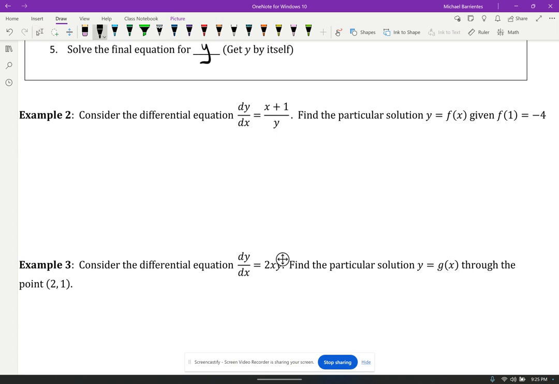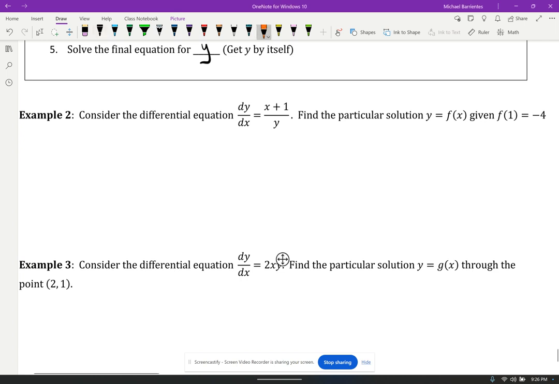So what are we trying to do? We're trying to find an equation, the y equation, that when I take the derivative, it gives me this. Now, if you think about it, this is telling us there's a y equation that when you take the derivative, it equals x plus 1 over the original y equation. So notice that this derivative is in terms of the original y equation. Okay, so we're going to have to separate and integrate.